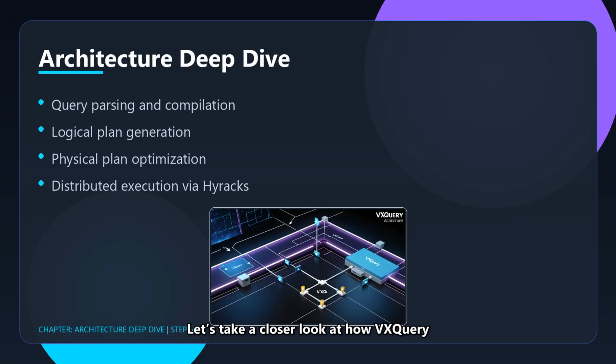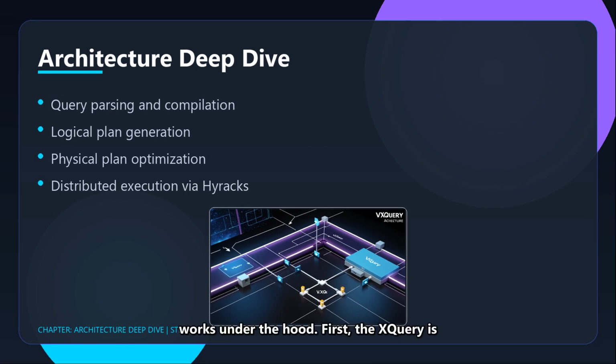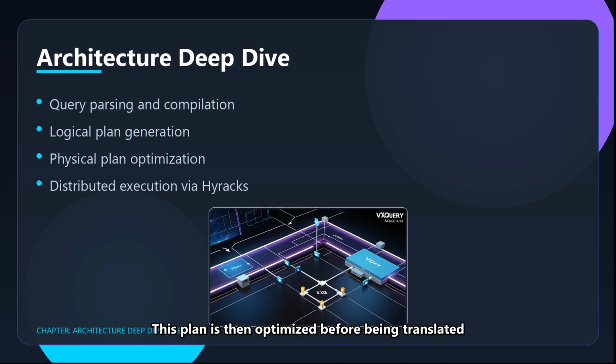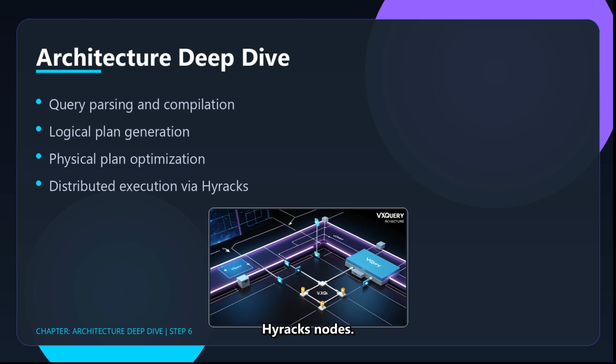Let's take a closer look at how VXQuery works under the hood. First, the XQuery is parsed and compiled into a logical execution plan. This plan is then optimized before being translated into a physical plan for distributed execution across Hyracks nodes.